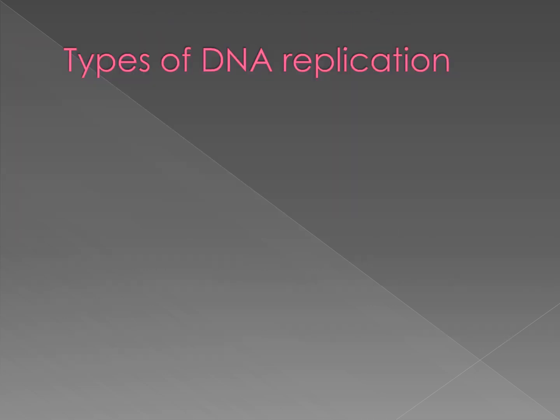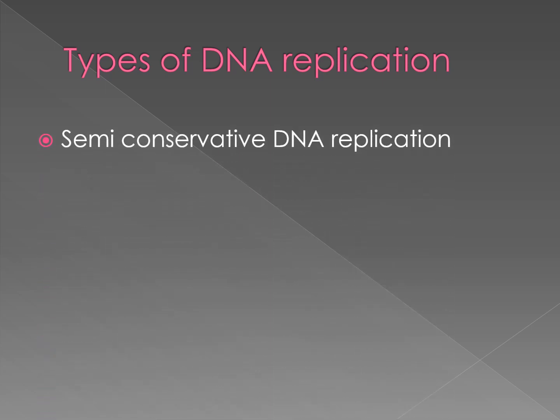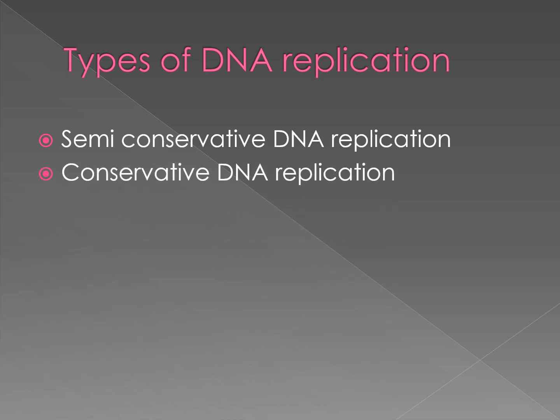When we talk about the types of DNA replication, it is actually not the types, these are the modes of replication. DNA replication is thought to occur in three different ways: semi-conservative DNA replication, conservative DNA replication, and dispersive DNA replication.